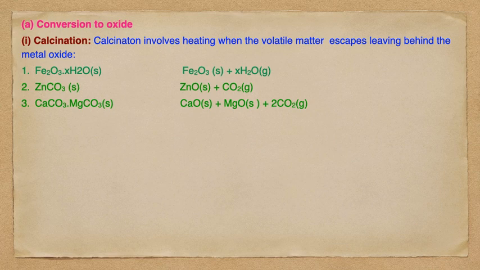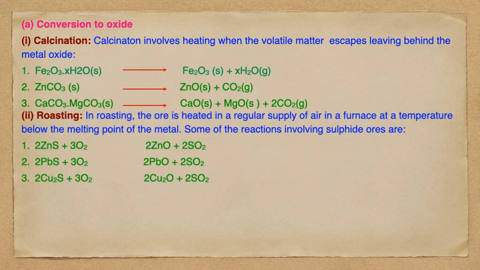Now, first one is the conversion to oxide. Two processes are there. First one is the calcination. Calcination involves heating when the volatile matter escapes, leaving behind the metal oxide. Calcination involves the heating of the metal in the limited supply or in the absence of air. The first reaction is showing iron oxide with X water molecules. When heated, it eliminates water of hydration and we get Fe2O3. Similarly, zinc carbonate is converted into its oxide, and calcium carbonate and magnesium carbonate are converted into their oxides.